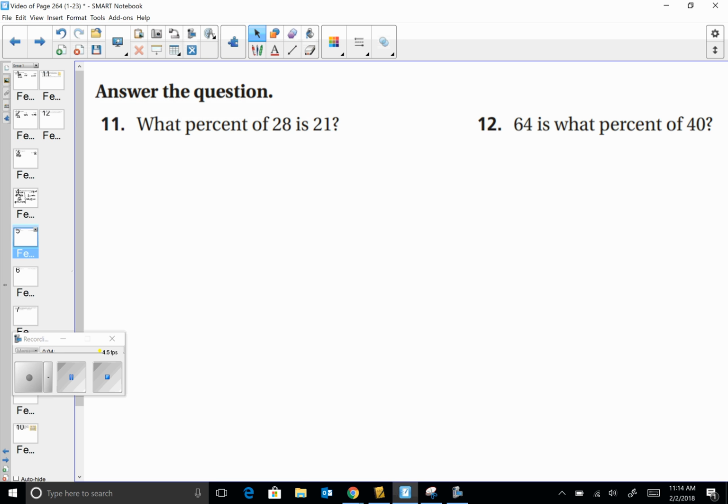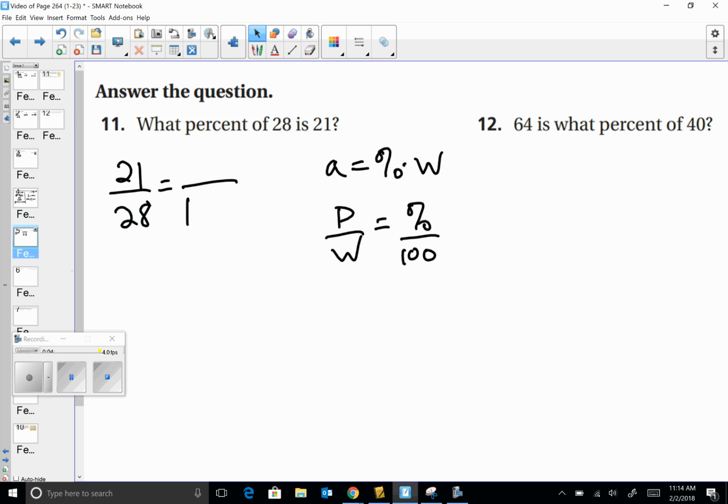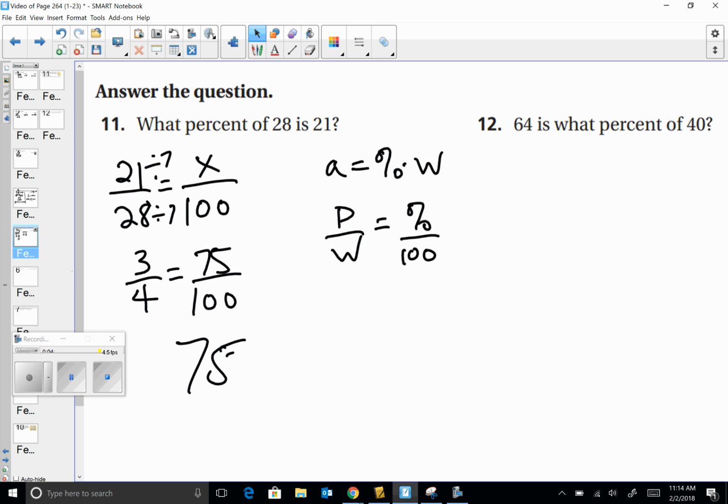Okay, so remember we have 2 ways we can do these. We have the equation way. The equation way is the part equals the percent times the whole. Okay, or we have the proportion way. The part over the whole equals the percent over 100. All right, so the first one is what percent of 28 is 21? So on this one, I'm going to do 21 over 28 equals what over 100? Okay, I could probably do this. Well, let's see. Without a calculator, we know that's x over 100. I'm simplifying this, divided by 7, divided by 7. That's 3/4. Ooh, that's one I know. 3/4 I know is 75%, so my percent is 75%.